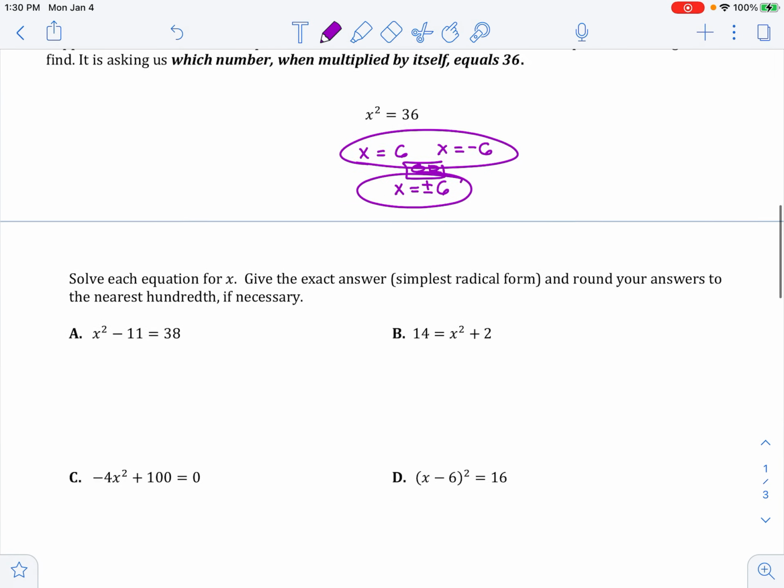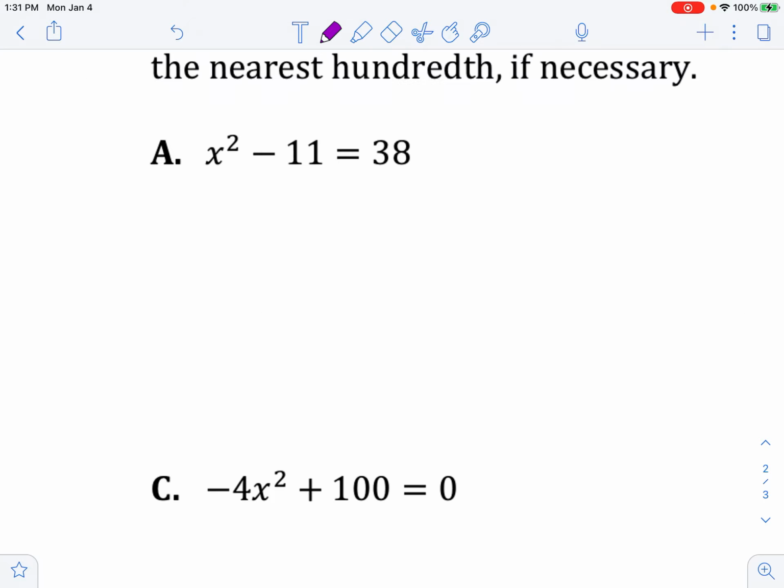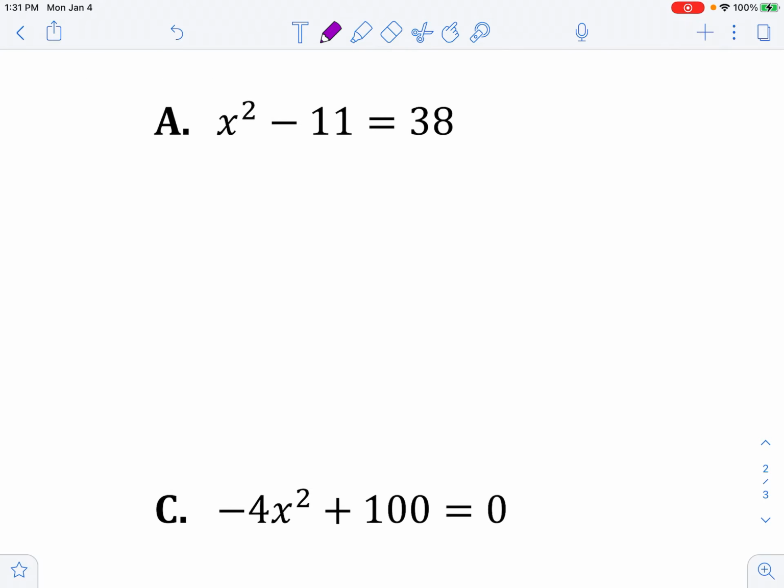All right, so let's just do a bunch of examples together here. It says solve each equation for x, give the exact answer in simplest radical form, and also we're going to round our answers to the nearest hundredth if necessary. So if we get a radical answer like 2 root 5, we're also going to put it in our calculator and write it as a decimal. If you get an answer like x equals 5, you don't have to put it in your calculator, it's 5. Okay, so here's our first one.